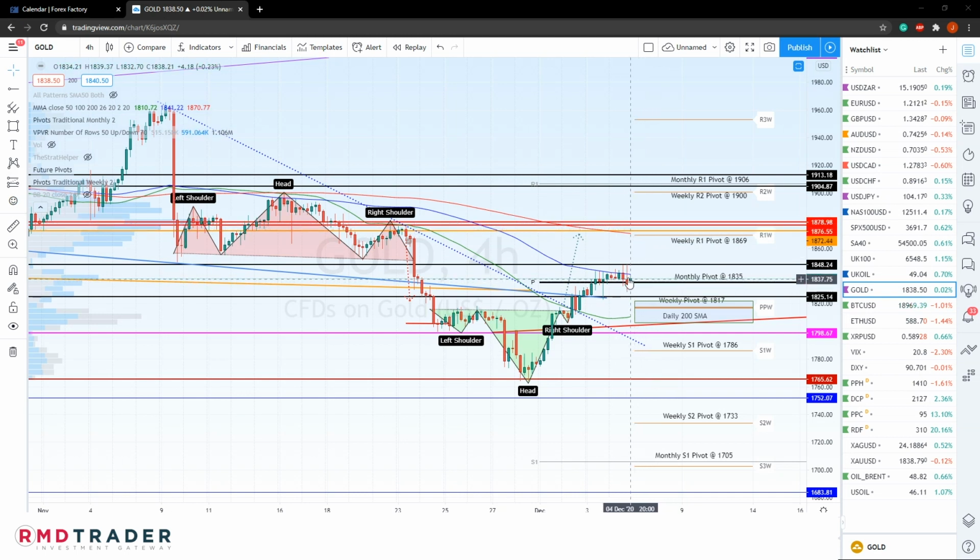I also think it could be likely that price will come back to retest this area between our weekly pivot at 1,817 and the daily 200 moving average, which I've plotted on the chart over here. So it's possible the price will probably come down, retest this area, and then if the recovery is to be continued, we'll see price move back higher towards this full inverted head and shoulders target at 1,869.